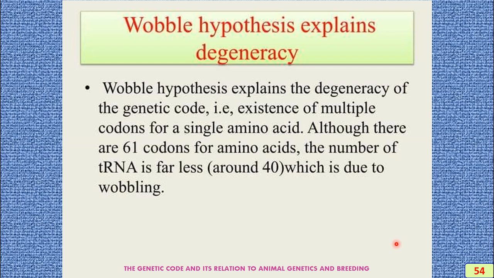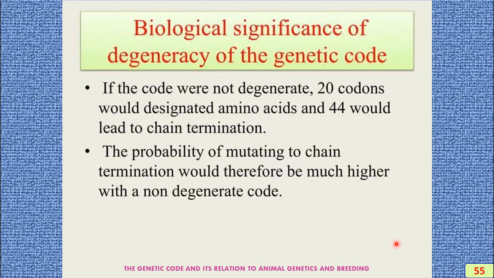Although there are 61 codons for our amino acids, the number of tRNA is far less, around 40, which is due to the wobble hypothesis. Hope you can understand what a wobble hypothesis is, and degeneracy, and many more terminologies.